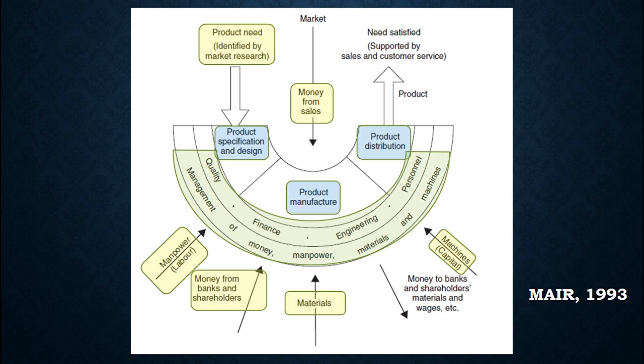As an output, these distributed products will go to satisfy customer needs, and from sales, revenue will be used to pay back banks, shareholders and employees. I am confident you have understood the manufacturing system as well.